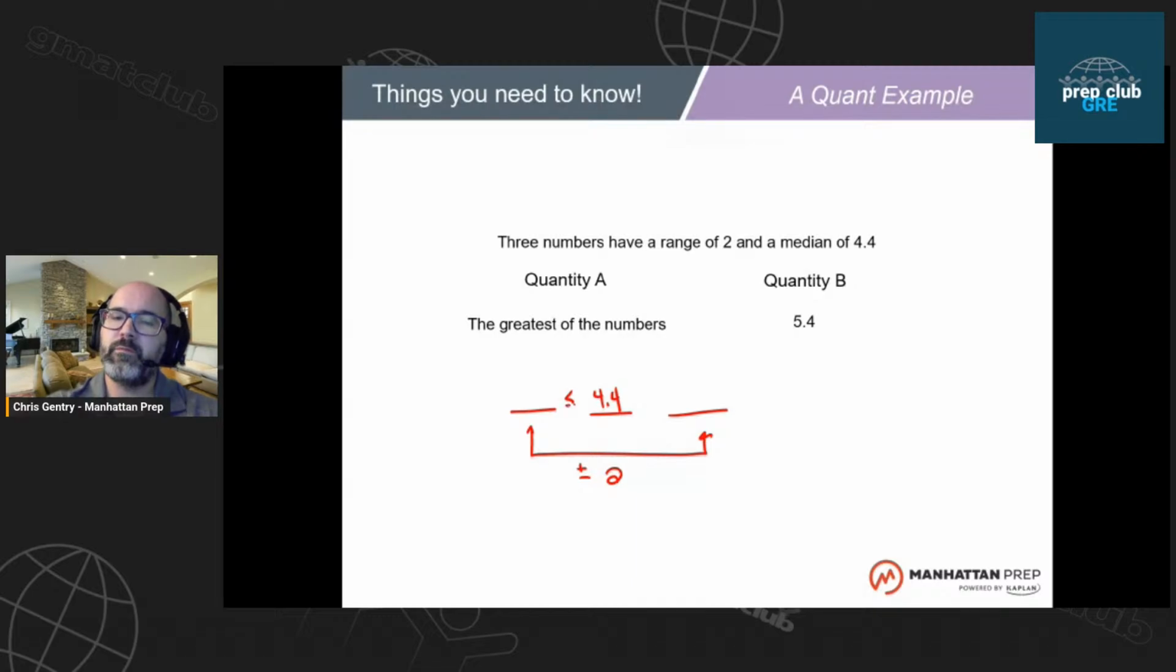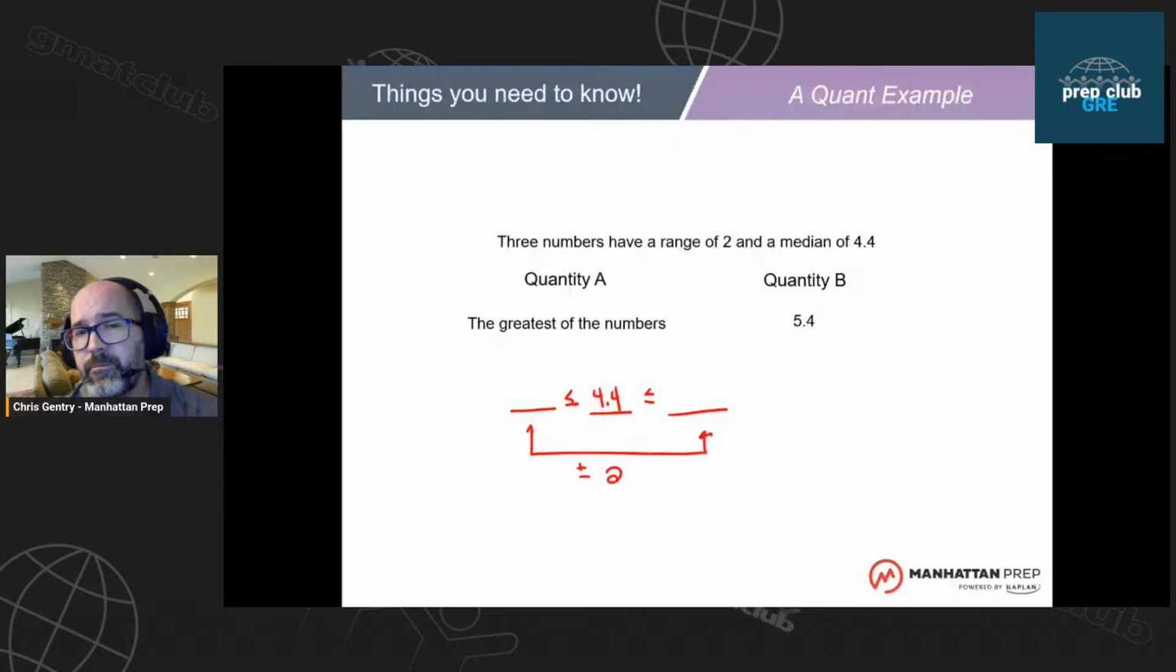But could it be equal? Is it possible that the number on the left could be another 4.4? The number on the right cannot be smaller than 4.4, but could it be equal? Is it possible that the number on the right might be another 4.4? They cannot all be 4.4s because you must have a range of 2. But could there be some repetition here?